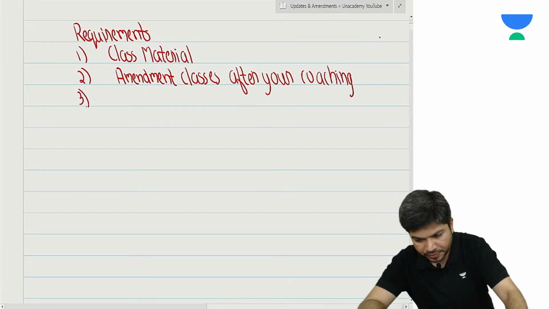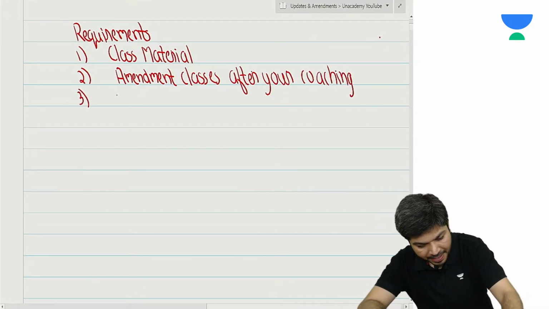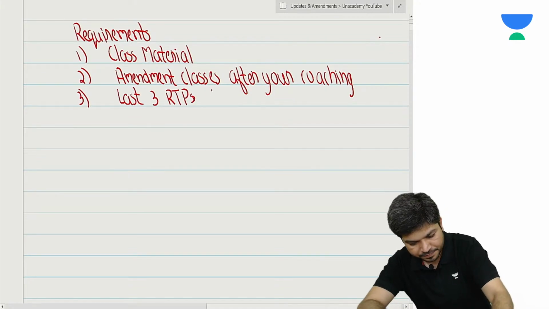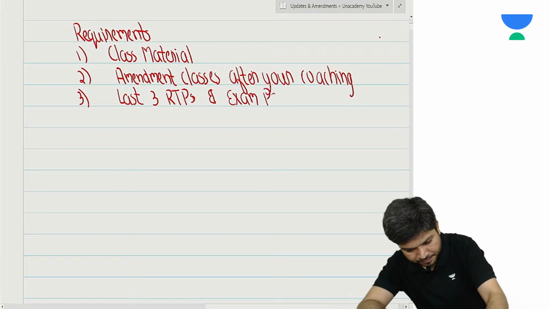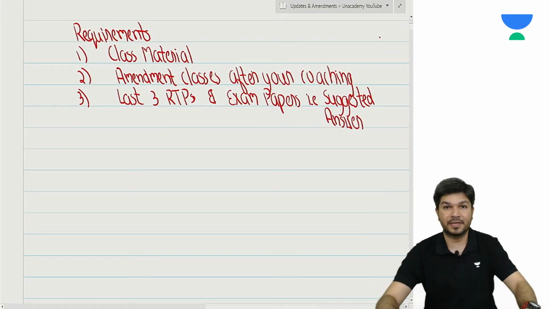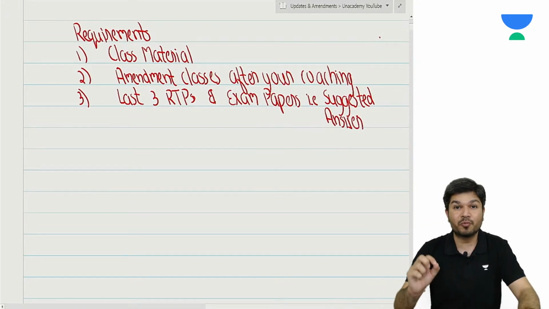And number three, what you need to cover is your past RTPs and suggested answers. The last 3 RTPs and exam papers, that is, suggested answers. Okay. So these are the things which you are required to do.